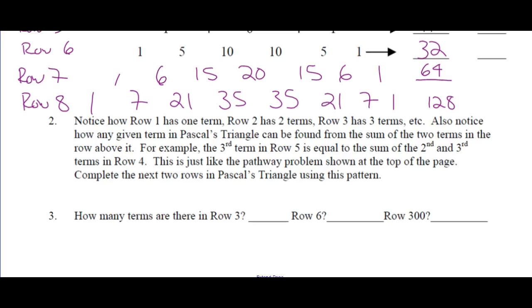So how many terms are there in row 3? Row 6? 6. Row 300? 300. Okay, so if we're referring to a row, we know how many terms are in the row, right? As many terms as whatever number of row you're referring to.